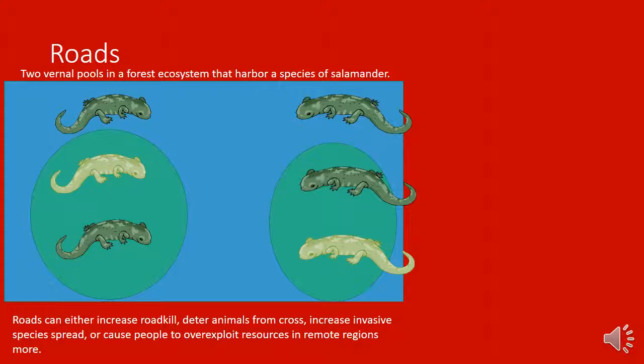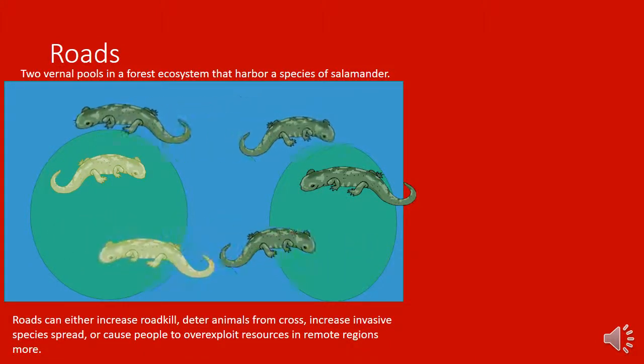And it can also cause people to overexploit resources in remote regions more, because now we have a road, we can get big trucks in there, we can get dozers in there, we can get stuff out, whereas before it was difficult to get to, so it's kind of protected. So roads do all these things to populations.